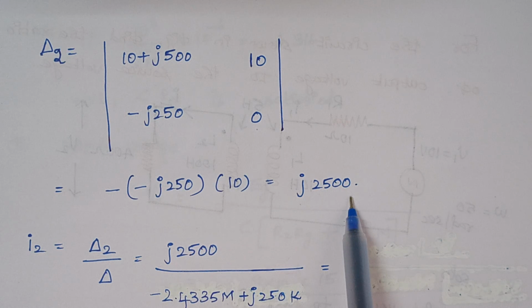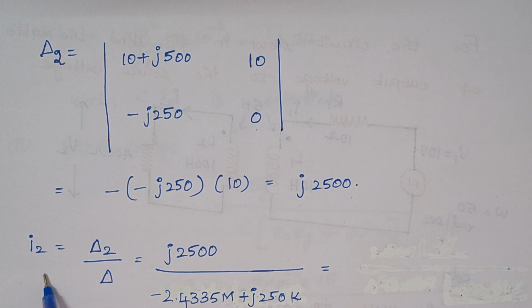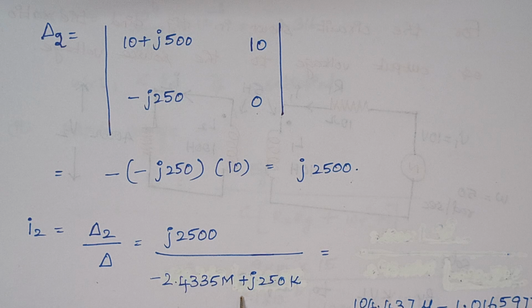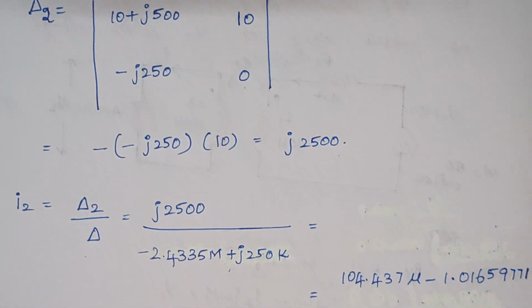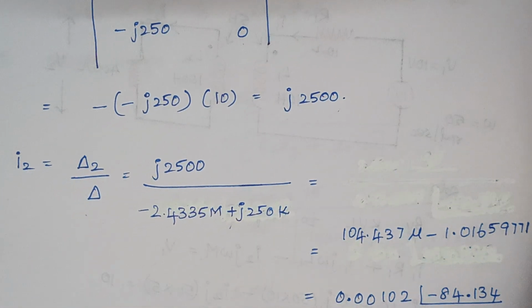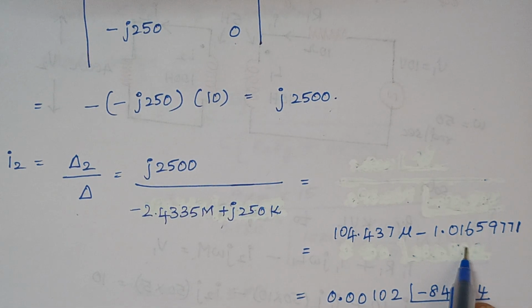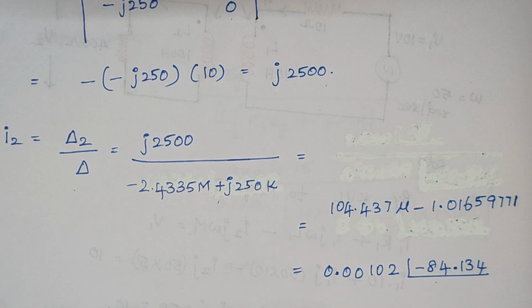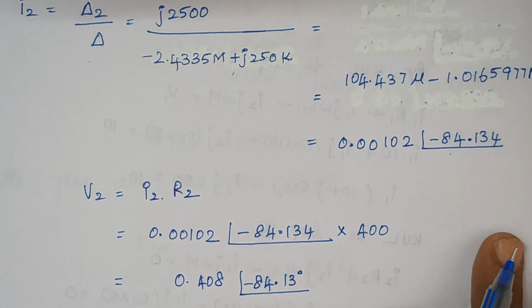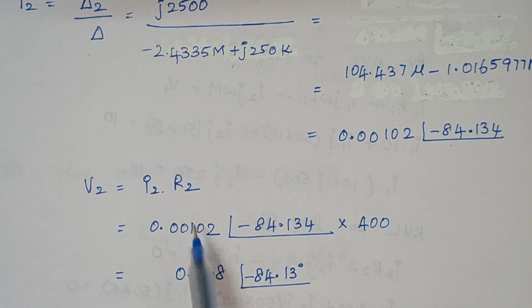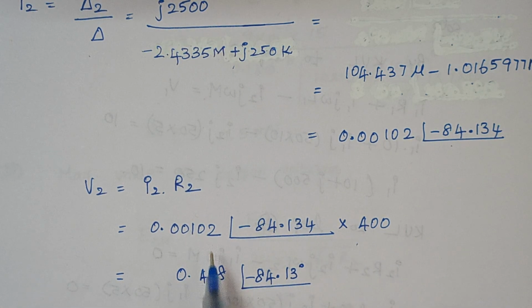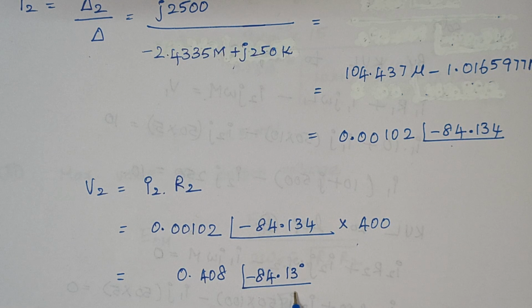Once I2 is known, we can easily calculate V2. The value of I2 is given by del 2 by del. The value of del 2 is here, and del we had already calculated. Again you can directly feed all these values into the calculator to solve easily. The value of I2 is given by this equation, and I have converted it into polar form. Now the next thing is to find V2. V2 is nothing but I2 into R2, where R2 is 400. Once you solve, this is your expression for V2.